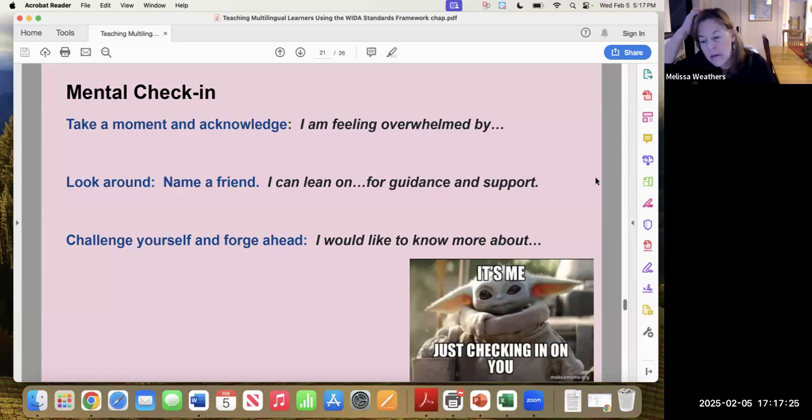I can lean on learning from other ML teachers like you. I would like to know more about how we can make sure our content area teachers are assisting with these language needs so we as ML teachers can focus on our academic language.